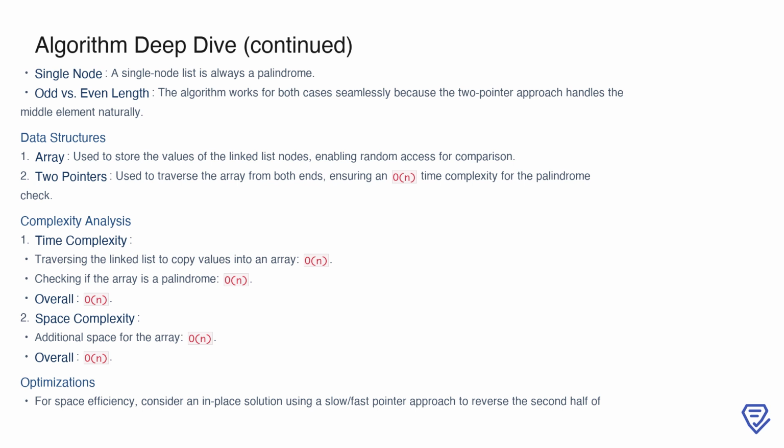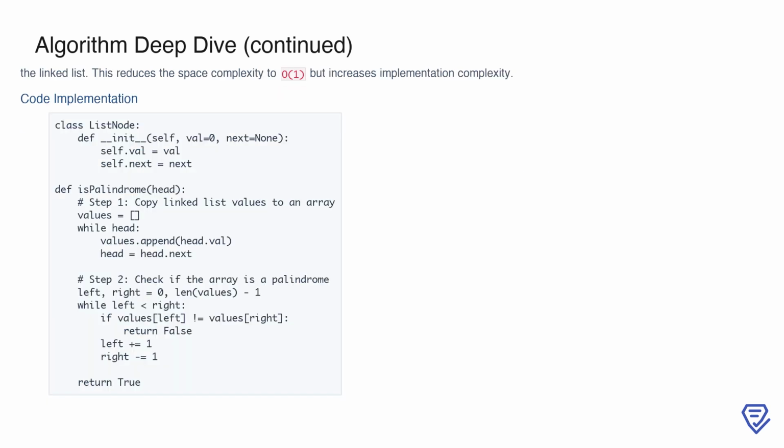For improved space efficiency, we could explore an in-place solution that avoids converting the linked list to an array, such as reversing the second half of the list directly. By reversing the second half of the linked list and comparing it to the first half, we can achieve an optimized solution with O(1) space complexity. However, this approach is more complex to implement. Let's look at the code for the array-based approach.